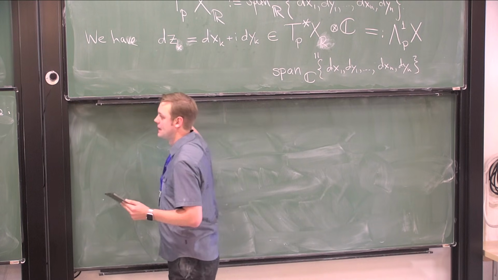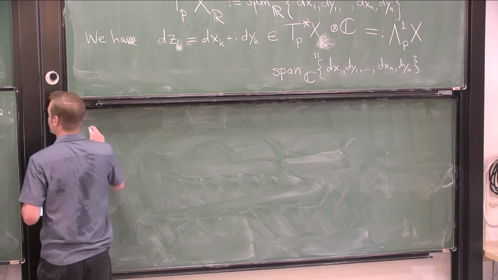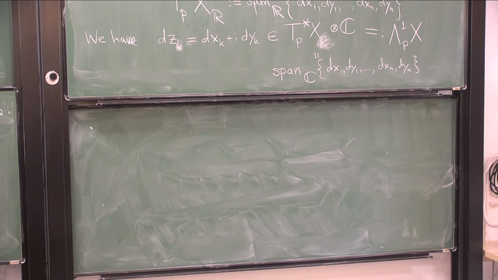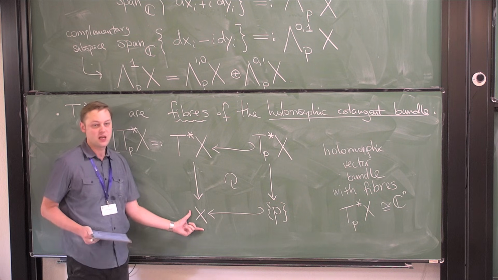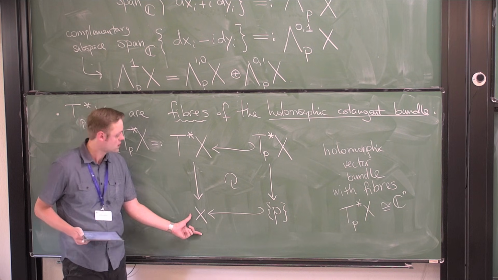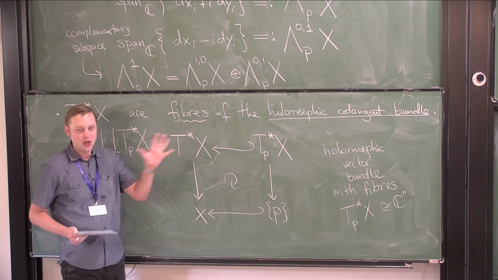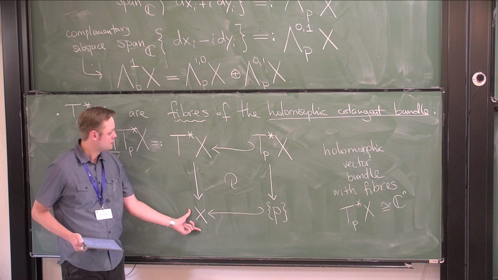Okay, so I call it a holomorphic cotangent bundle. The reason I do this is because X is a complex manifold, a holomorphic manifold. Those two words are synonymous for me. So it's a complex manifold.